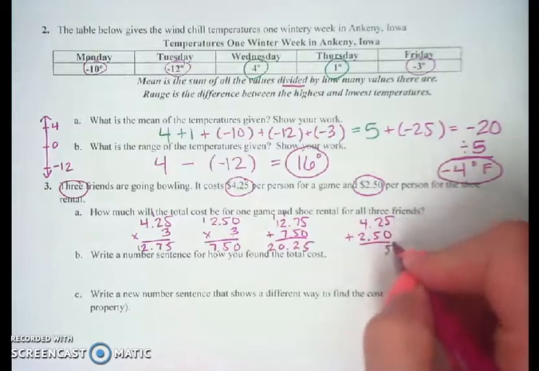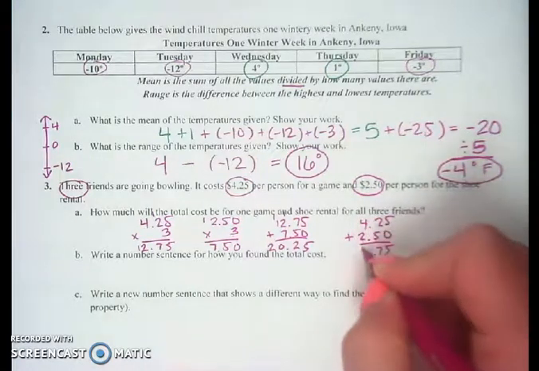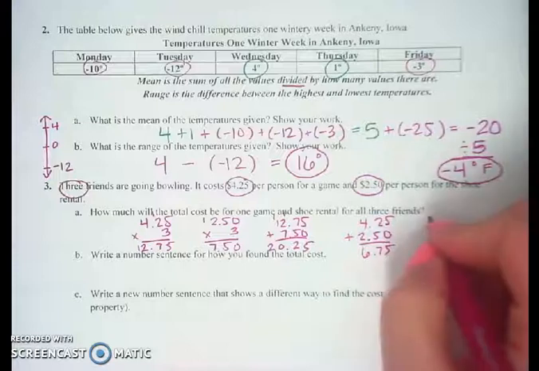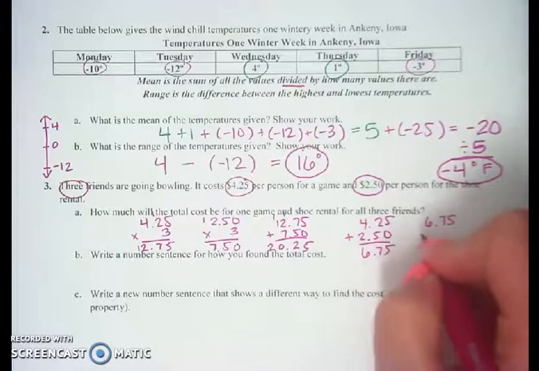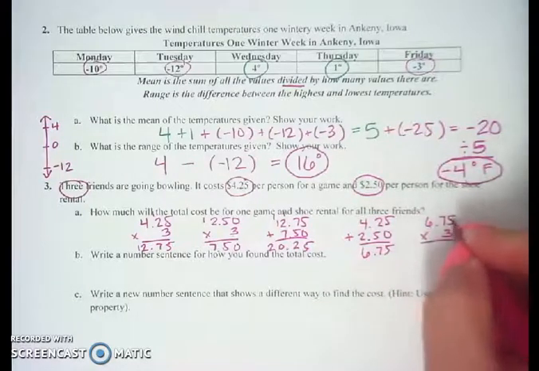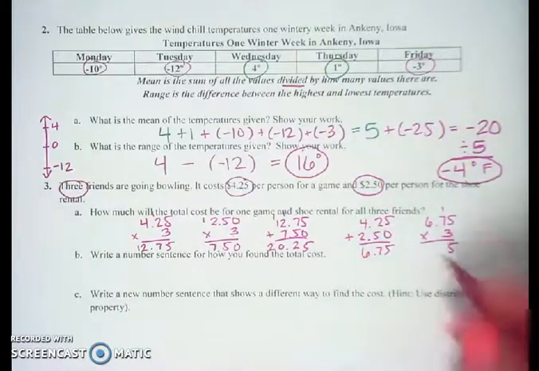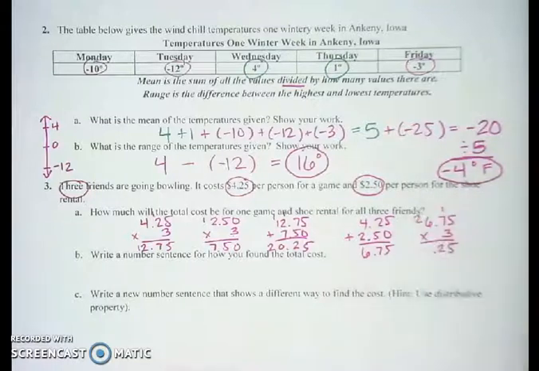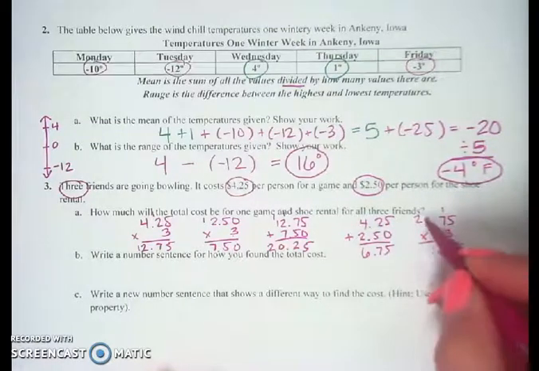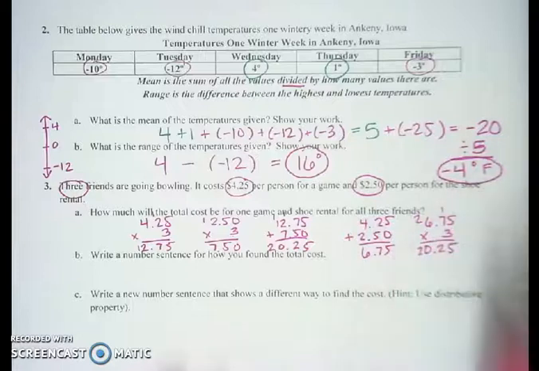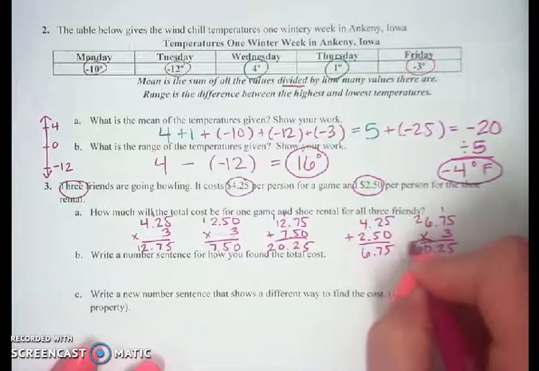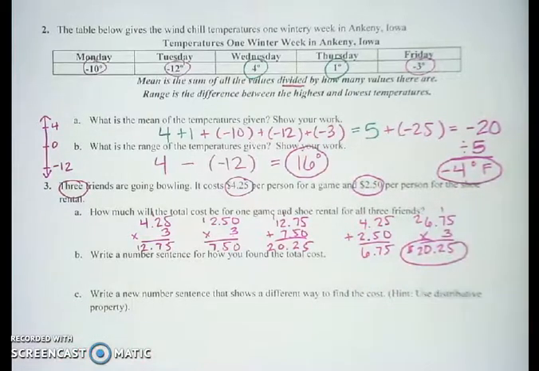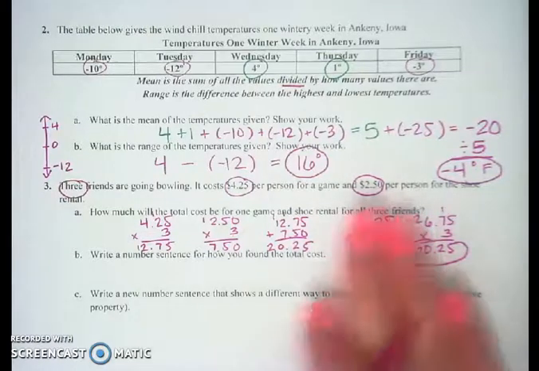Okay. Same thing over here. So 5, 7, 6. If it's $6.75 per person, and I have 3 people going, 3 times 5 is 15. 3 times 7 is 21, plus 1, so 22. And then 6 times 3 is 18, plus 2 is 20. Either way, I'll get the same answer, $20.25. So whichever one made more sense to you, go ahead and ignore the other.